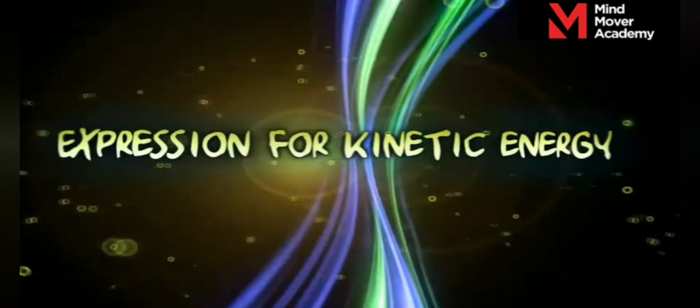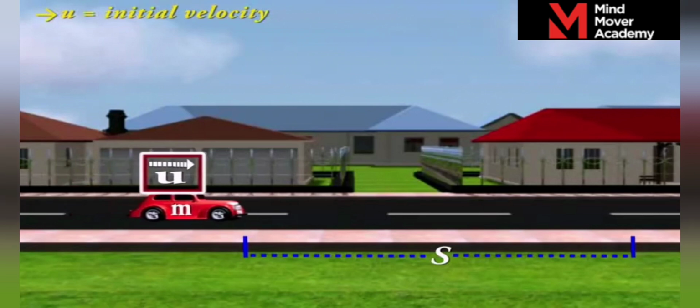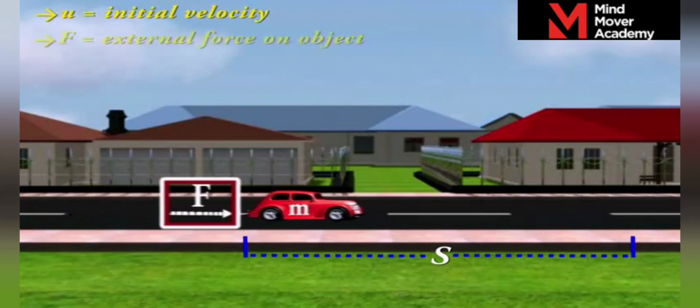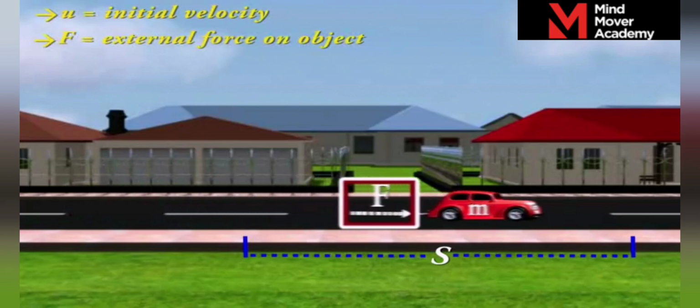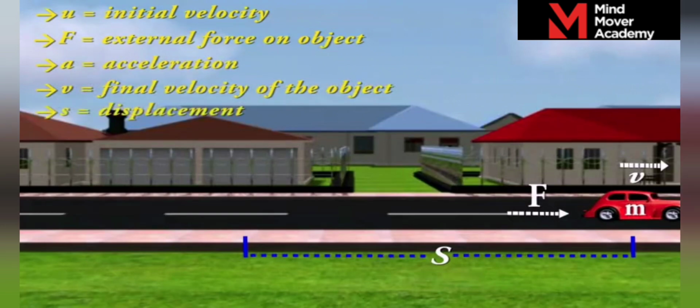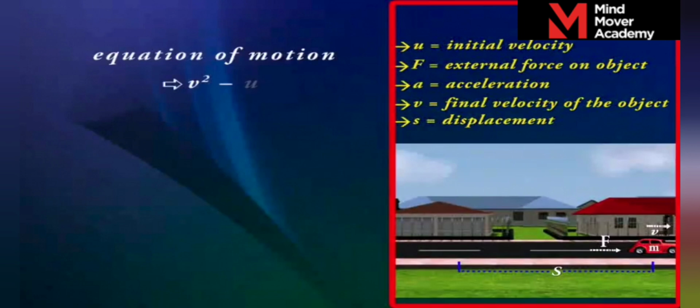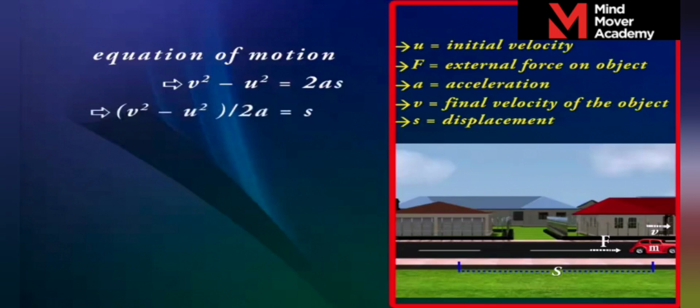Kinetic energy. Consider an object of mass m, which is moving with an initial velocity u on a perfectly frictionless surface. Let us consider that an external constant force F acts on the object and produces acceleration a in it. If v is the final velocity of the object after having undergone a displacement s, then from the equation of motion we have v² − u² = 2as, which implies (v² − u²)/2a = s.